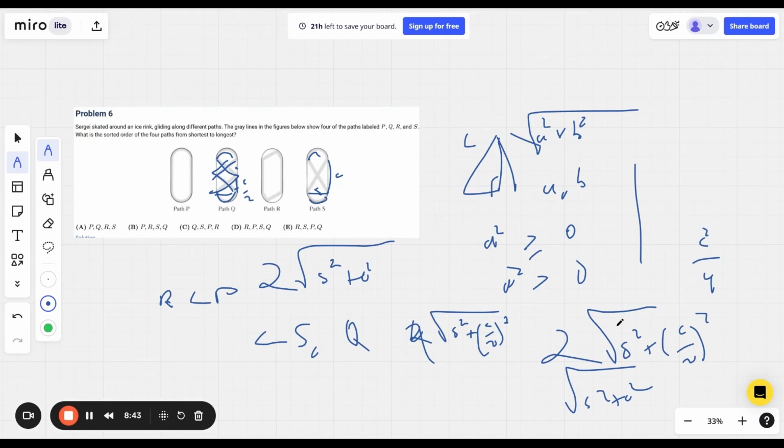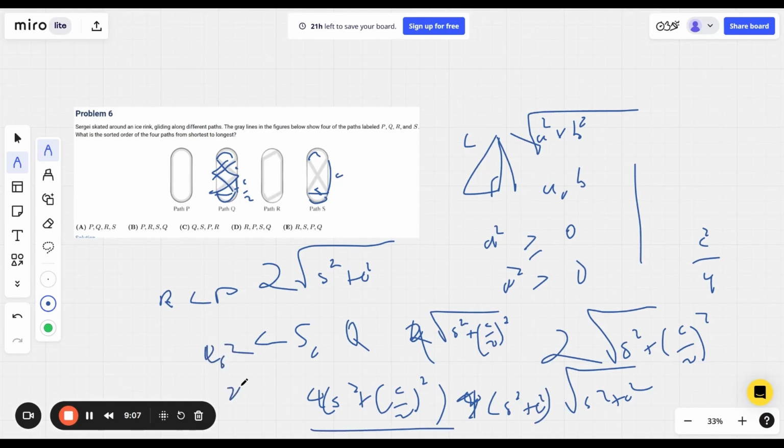And then when we just unbox the square roots of each, right? When we square both sides, we'll get 4 times S squared plus C over 2 squared, versus the other one, which is just S squared plus C squared. We'll just get that this one's bigger, because 4S squared versus S squared, and C squared versus C squared. And so that just gives us that Q is going to be longer than path S.